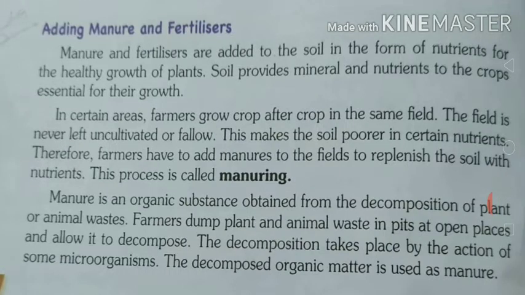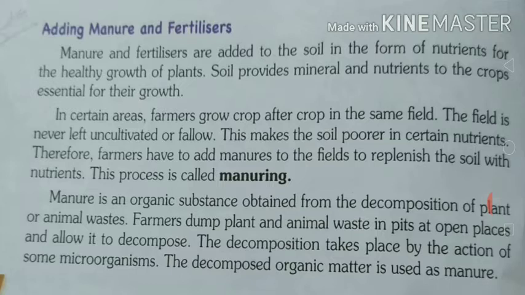Adding manure and fertilizers. Manure and fertilizers are added to the soil in the form of nutrients for the healthy growth of plants. Soil provides minerals and nutrients to the crops, essential for their growth. So you know that manure and fertilizer are very essential for the growth and development of plants. And where do plants get this manure and fertilizer? Farmers add this manure and fertilizers to soil and plants absorb them through their roots.